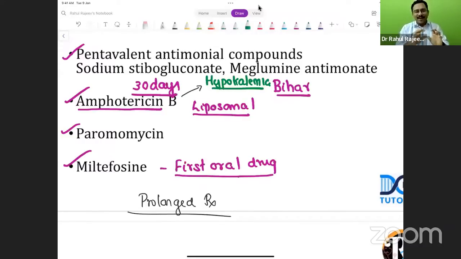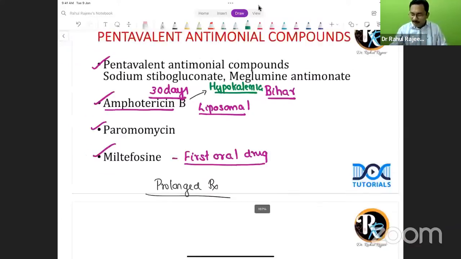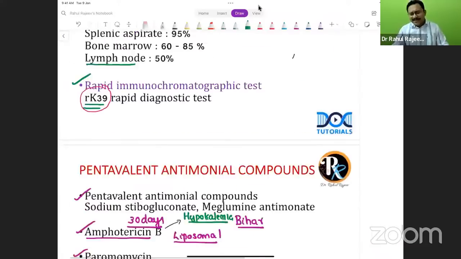And that is what I told you, the patient develops fever with chills when you give amphotericin B. So much so that we say if you give amphotericin B and the patient has no chills, this is not amphotericin. This is something else. Because if it is a good quality amphotericin B, it will have chills and rigor. That is something you should be watchful about.